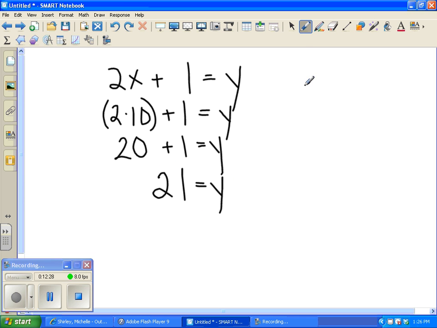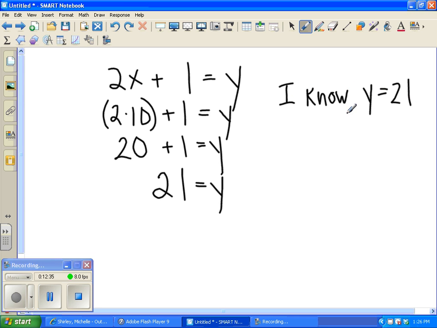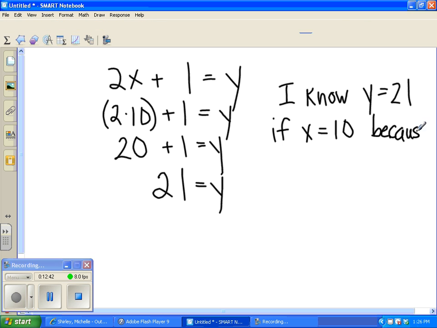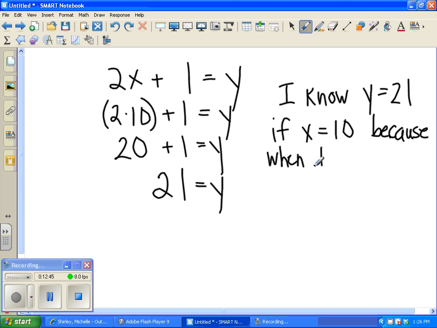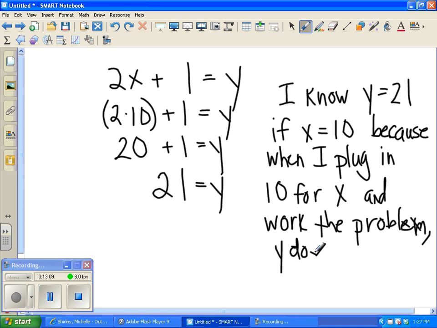So how do I know this? You can say, I know y equals 21 if x equals 10 because when I plug in 10 for x and work the problem, y does, boy, my pen's messing up, equal 21. Whoops.